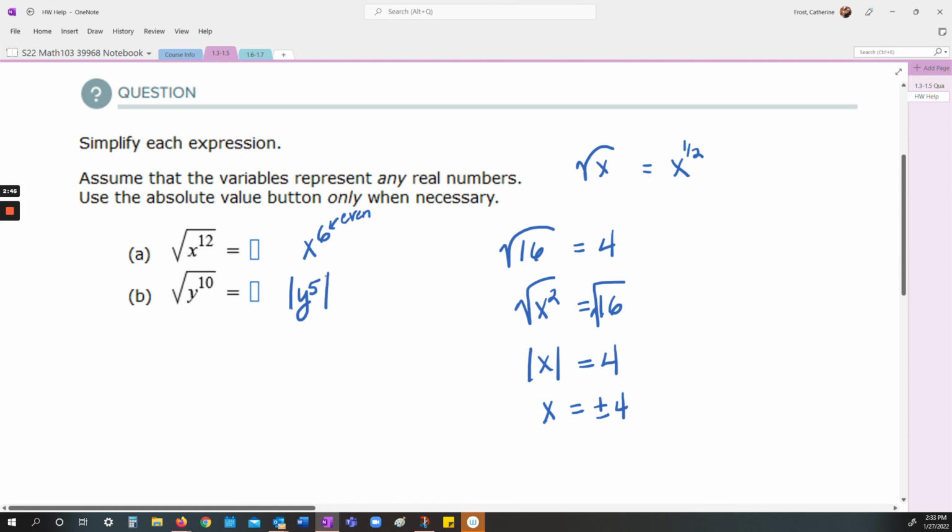But basically, once you take your square root, divide your exponent by 2. If it's an even exponent still, no absolute values. But if it's an odd exponent, you need to put absolute values on there.